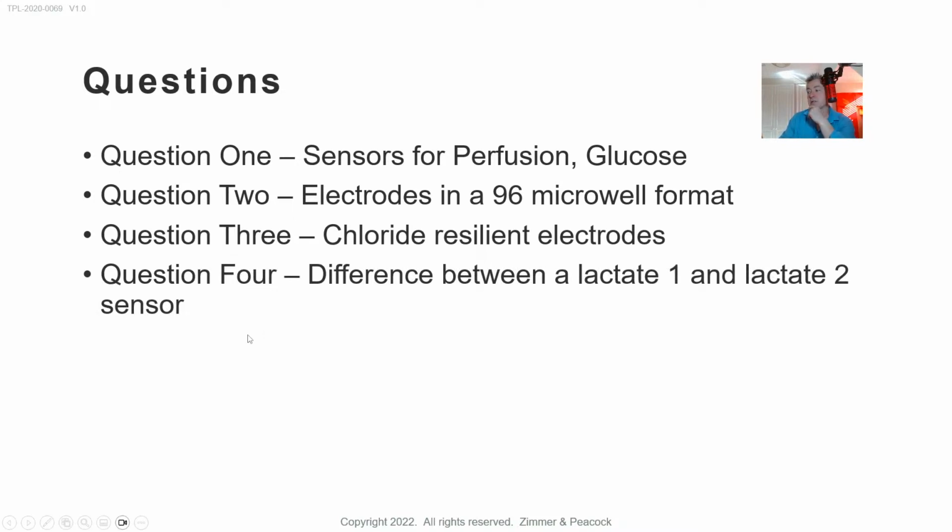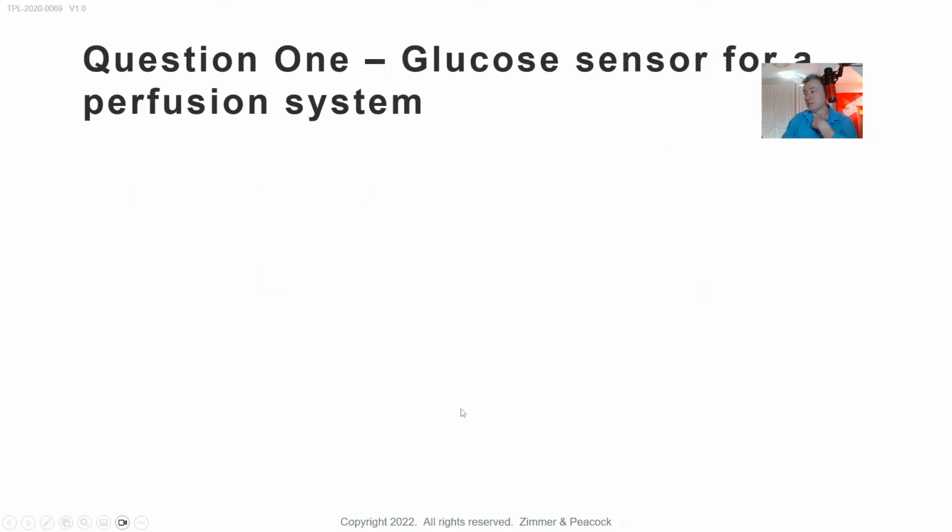Somebody's asking about the difference between a generation 1 lactate and a generation 2 lactate sensor, and of course I'll answer that. And then finally, a question has come in. We were having a bit of a chat online about the quality of SPEs, intersheet and intrasheet reproducibility. I'll talk about the problem that people have with SPEs, screen printed electrodes that is, and then how we guarantee our quality.